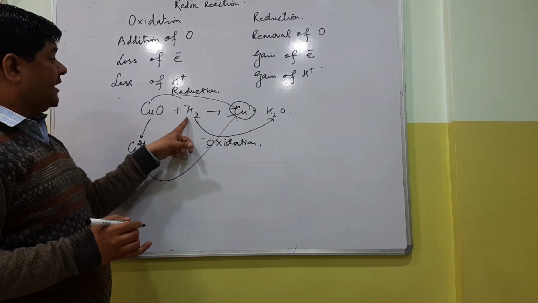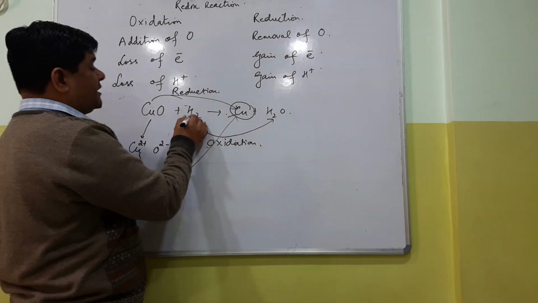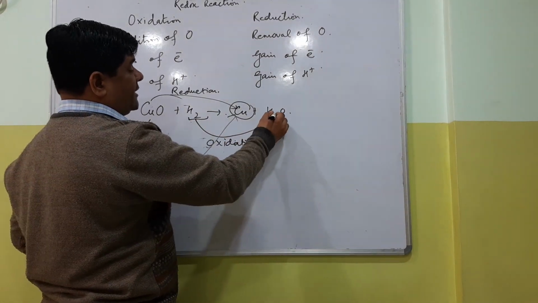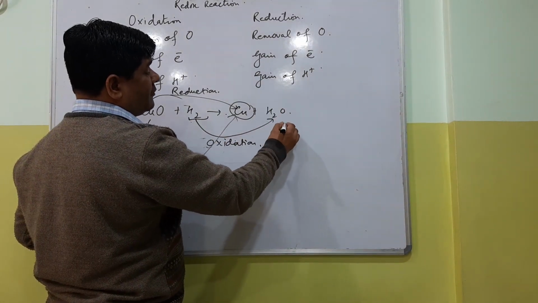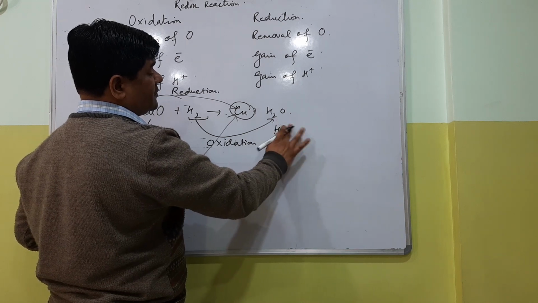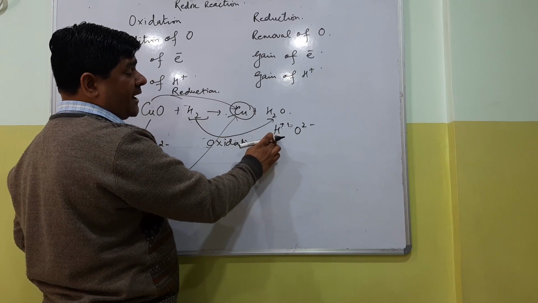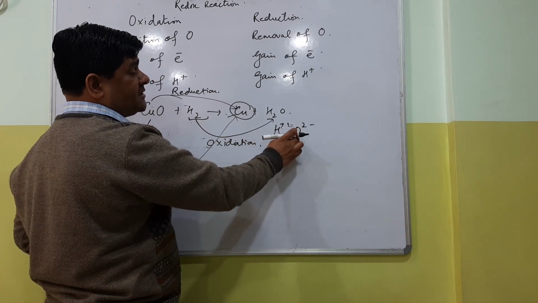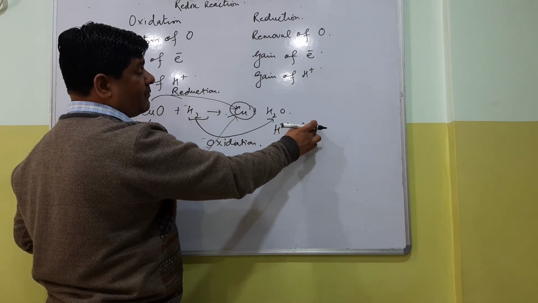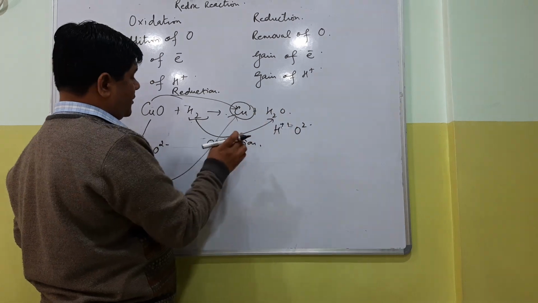Now see hydrogen. Hydrogen is neutral hydrogen, but it is converted into water. Water has this is the oxidation state of hydrogen. Here 1 and oxygen is 2. Though they don't form ionic compound, they form covalent compounds.